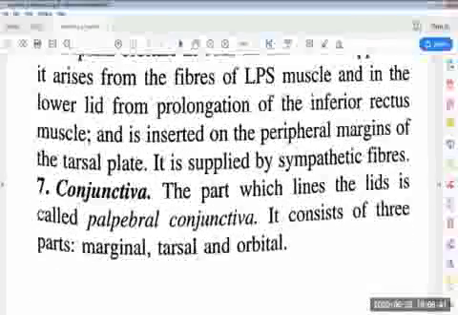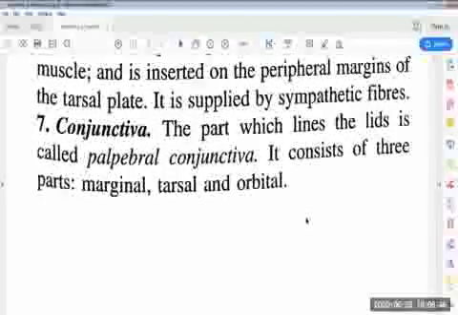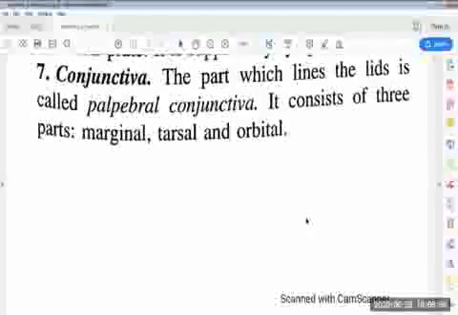Then the last layer of the eyelid is the conjunctiva. The part which lines the lids is called the palpebral conjunctiva, and it consists of three parts, as we have discussed in the conjunctiva: marginal, tarsal, and orbital. So here completes the layers of the eyelids.